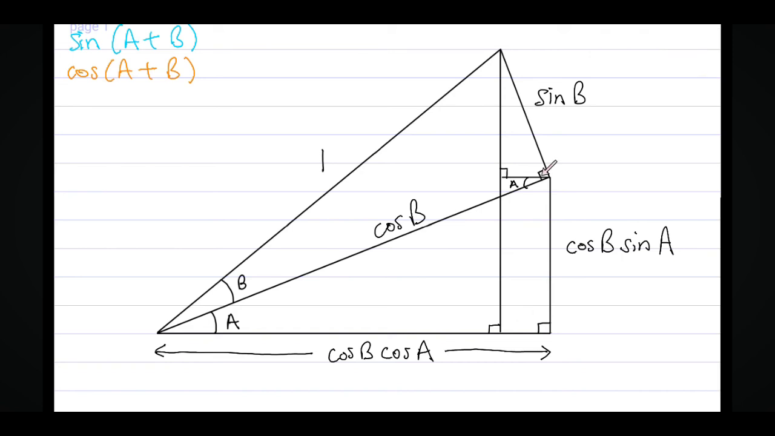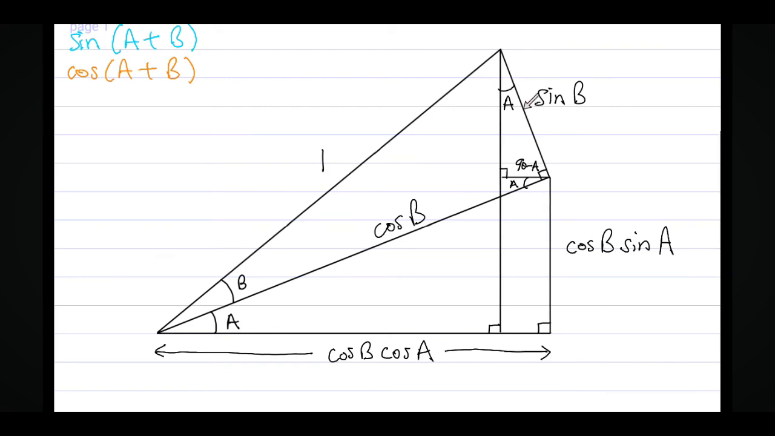If this angle is A and this full angle is 90 degrees, then this angle must be 90 minus A. And then if you look at this triangle right here, this is 90, this is 90 minus A. We now know what this angle is up here. That angle is also A. Okay, so it turns out this angle up here is the same as this angle down here.